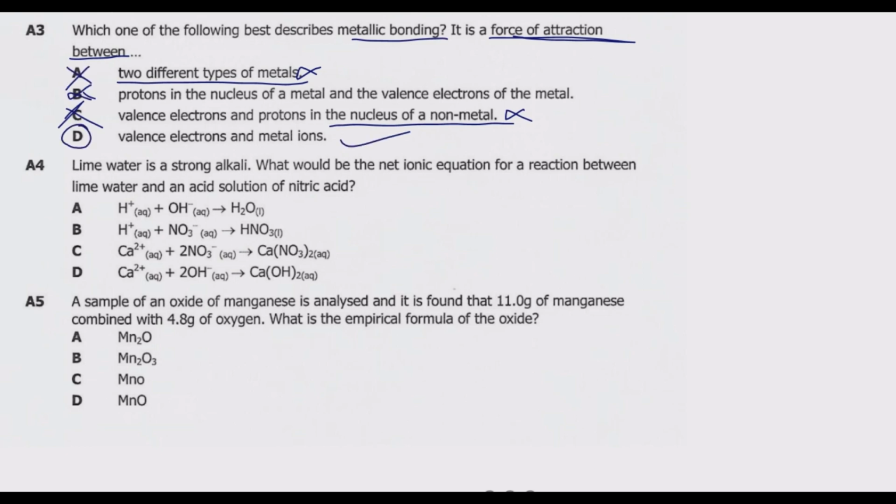We look at question 4. Lime water is a strong alkali. What would be the net ionic equation for the reaction between lime water and the acid solution of nitric acid?